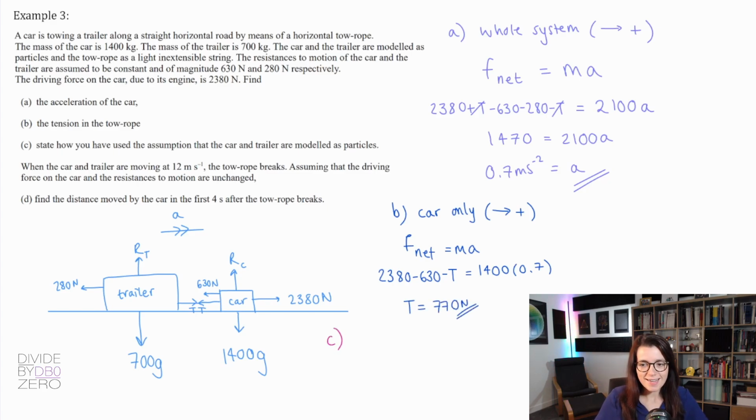Part C, state how you've used the assumption that the car and the trailer are modelled as particles. So for this, we've used them as particles because we've assumed that the masses are concentrated at one point, rather than being spread throughout the whole car and trailer, which might be the case in real life.